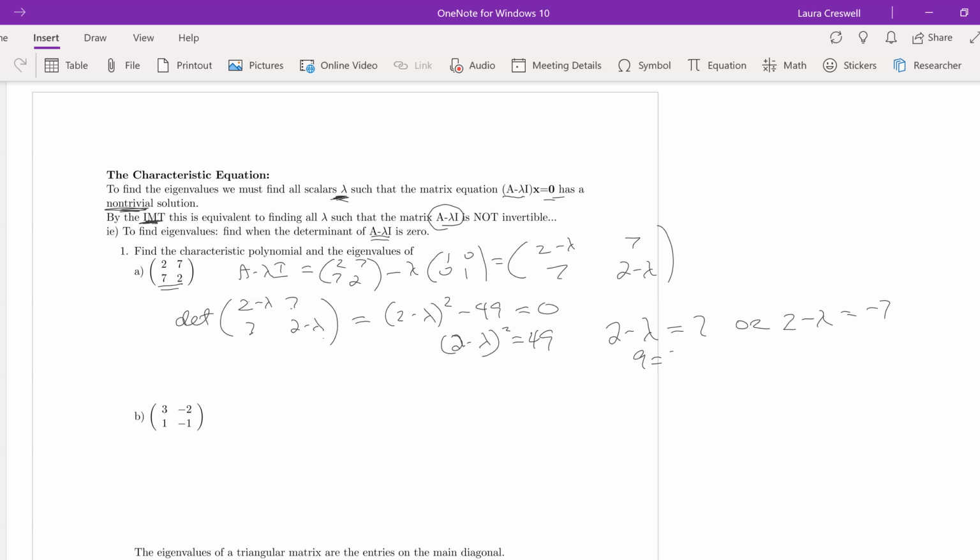So this will give me lambda is, oops, hold on, I'm doing too many things at once. So let's put this over here, so lambda, and subtract this, so I'd get negative 5. All right, let me do this, put this over here, so lambda is 9, and lambda is negative 5. So I get 2 eigenvalues for this matrix A.